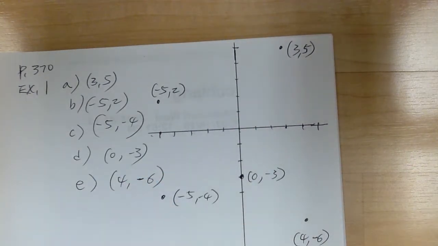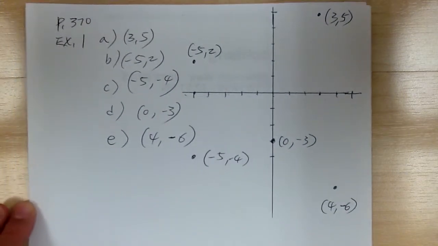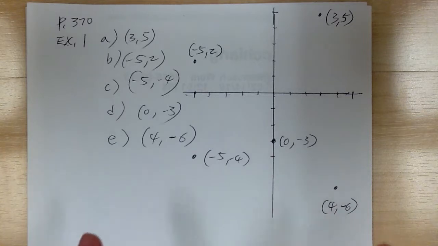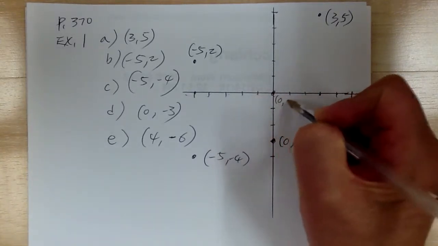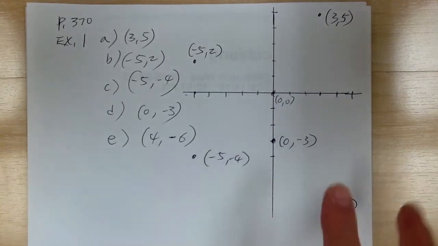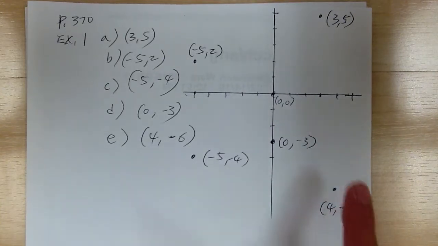So that's how you graph points, using this analogy of a treasure map. Your origin is where you start. The origin is 0, 0. That's where you start, and you can go ahead and just go in the x direction and then go in the y direction.